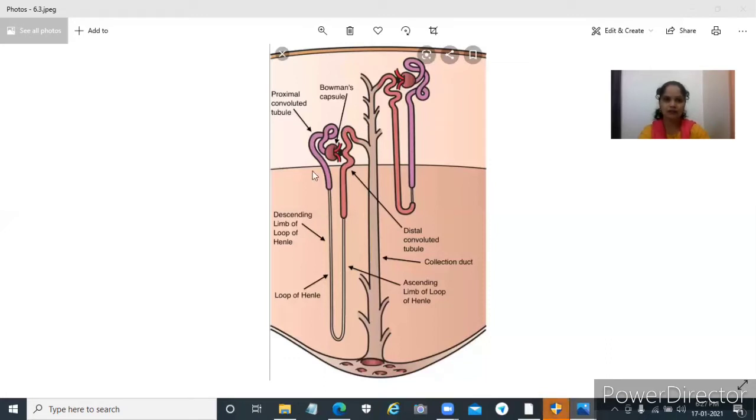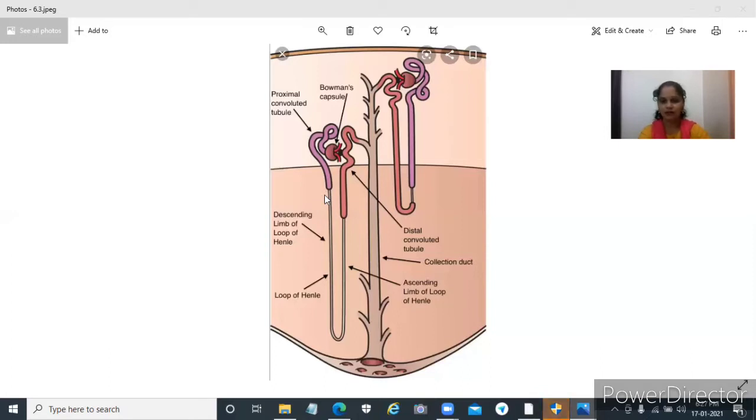While the second one is the juxtamedullary nephron. They lie at the junction of the cortex and the medulla. They have a long loop of Henle which is embedded inside the medulla. Now they are about 15 to 20%, which means the cortical nephrons are large in number, while only a few are juxtamedullary nephrons.